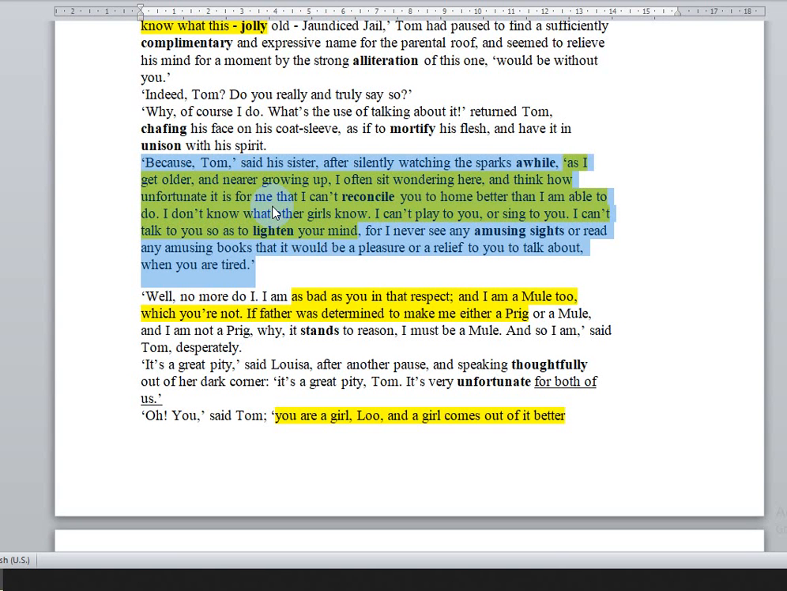Express the case of Louisa and her life. Okay. She is trying to do some favors for her brother Tom, but she says, I can't. This paragraph shows the kind of relation between Louisa and her brother. She says, I cannot play with you, I cannot sing to you, I cannot provide you with the stories, I cannot read amusing stories for you.